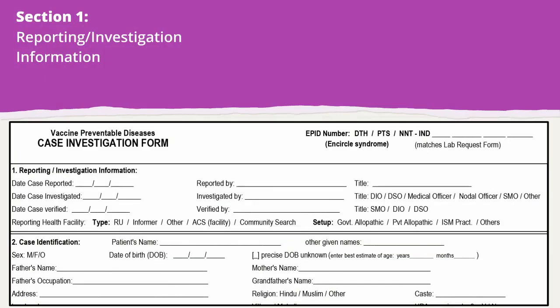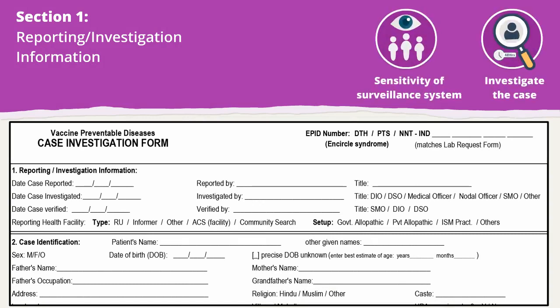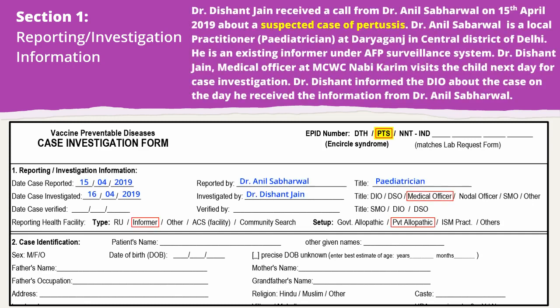First section is on notification and investigation information. This section is important to understand the sensitivity of the surveillance system to detect the case early and to investigate the case within 48 hours of notification. Encircle PTS since this is a case of pertussis. The case was notified on 15th April and was investigated on 16th April.